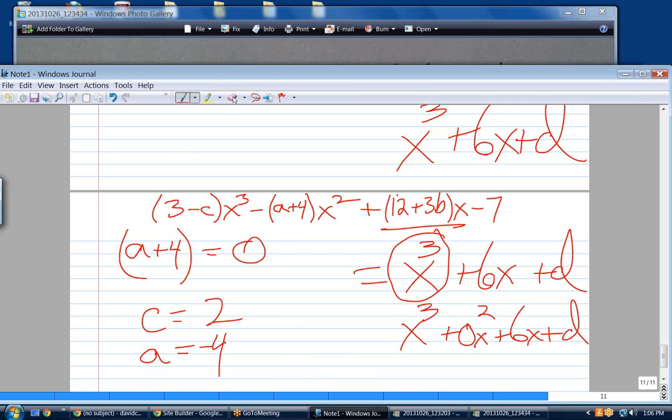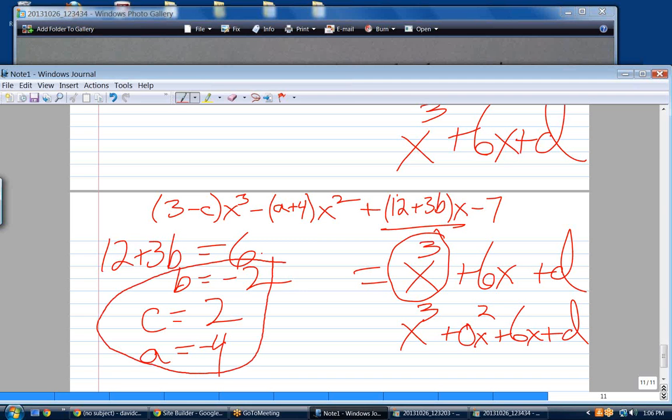How am I going to solve for that? It'd be 6. So 12 plus 3b has to equal 6. B looks to me like it's equal to minus 2. Yep. So we've solved for a, b, and c, and what is d? D equals... It's the constant. In other words, in this equation, d is the constant. So minus 7.